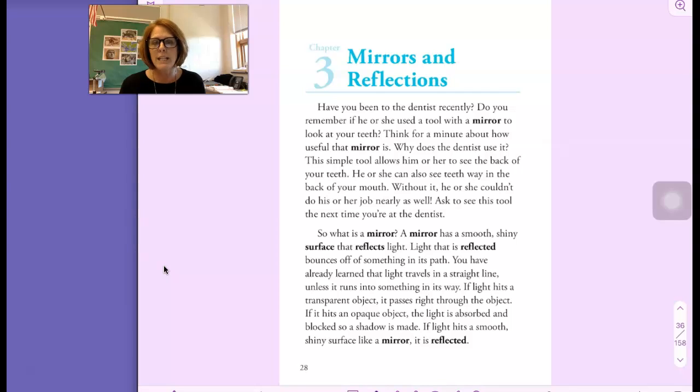If light hits a transparent object, it passes right through the object. If it hits an opaque object, the light is absorbed and blocked, so a shadow is made. If light hits a smooth, shiny surface like a mirror, it is reflected.